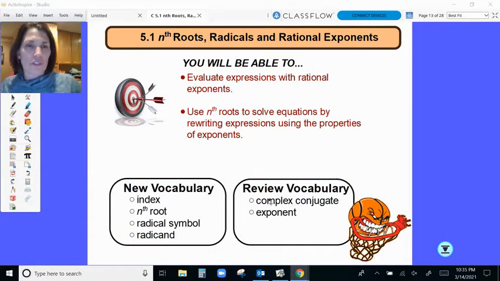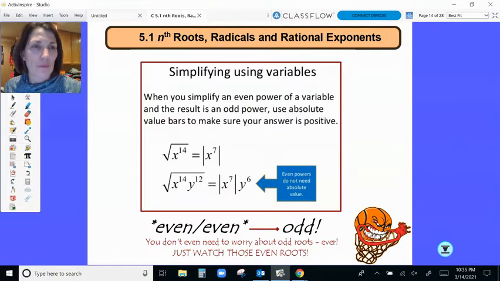Welcome back to Algebra 2, Day 2 of 5.1. Today we're going to be evaluating expressions with rational exponents and also taking a look at using nth roots to solve equations by rewriting those expressions using properties of exponents.